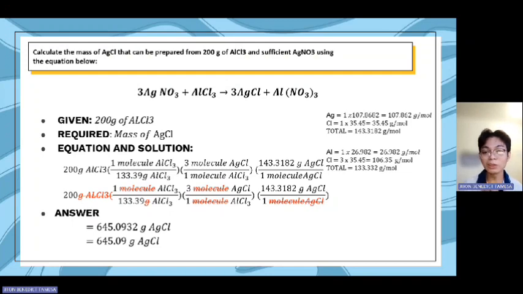After that, let's use the molecular mass of silver chloride na 143.3182 grams of silver chloride over 1 mole of silver chloride to cancel out po yung mole units. After that, you can have the answer of 645.10092 grams of silver chloride. In 2 decimal places po, it is simply 645.09 grams of silver chloride.